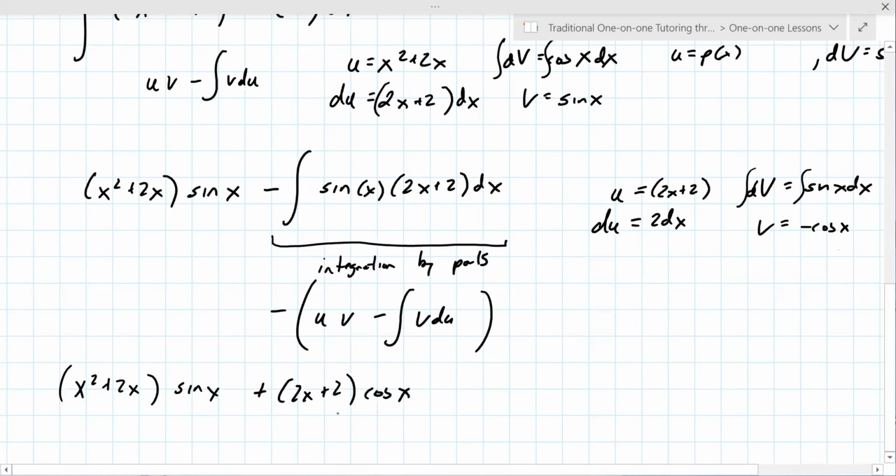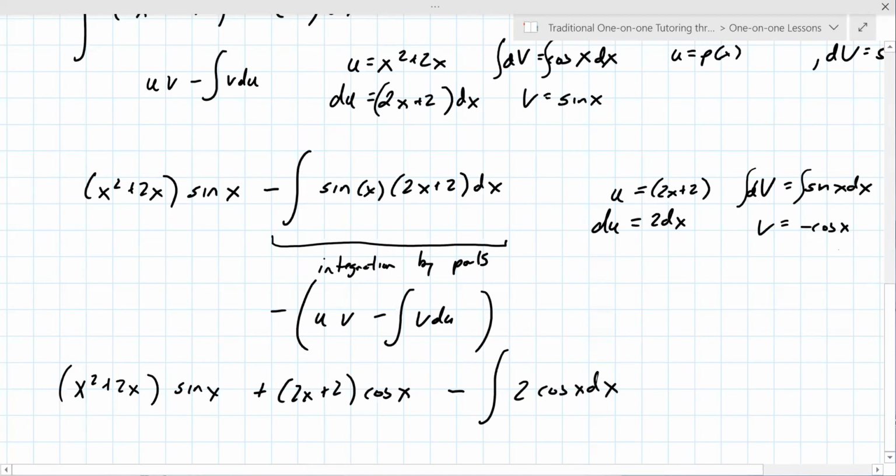Signs are where a lot of students get messed up here. Normally it's minus integral v du, but you got a minus here. So it's like minus distributes in. So it's plus integral v du, but you got a minus there, so you have to change it back to a minus. And the more you can account for that as you go, the better.